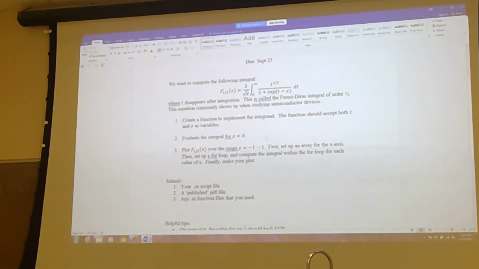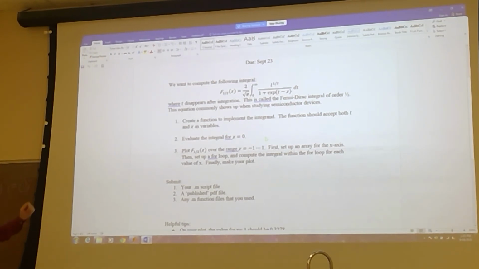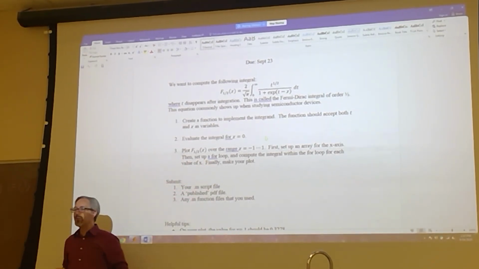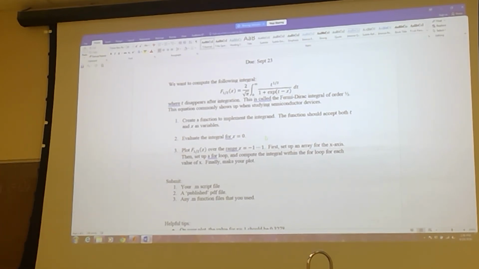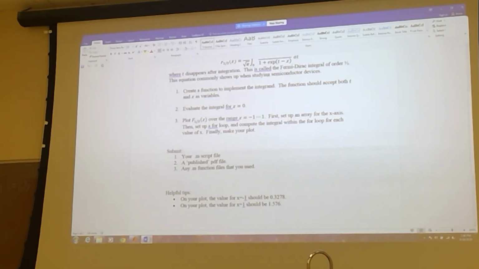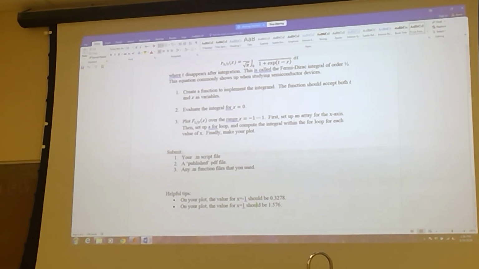Okay, so first we create the function, number 2, a warm-up, just to evaluate at x equal to 0, because then the hard part is x becomes your x-axis, right? And then you have to set up a for loop, evaluate the integral for each thing, and then make your plot. You get this wonderful plot. It is not a straight line, right? And here are 2 points on it, so you see those.